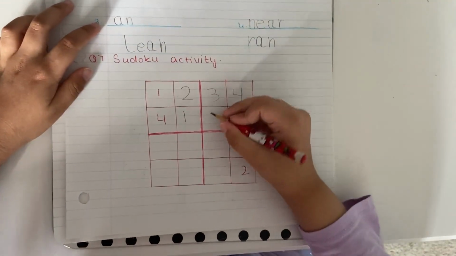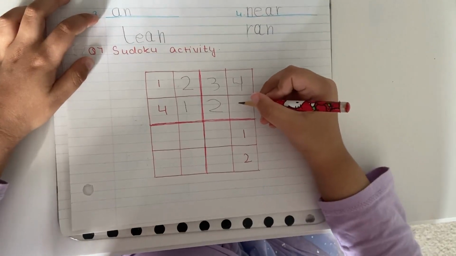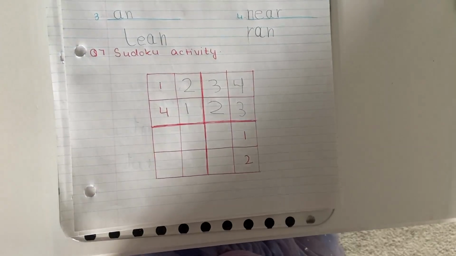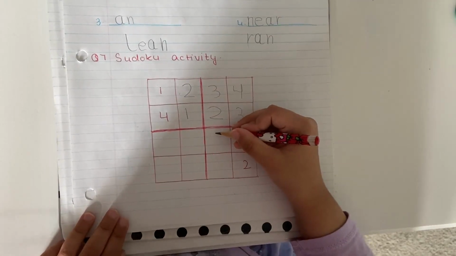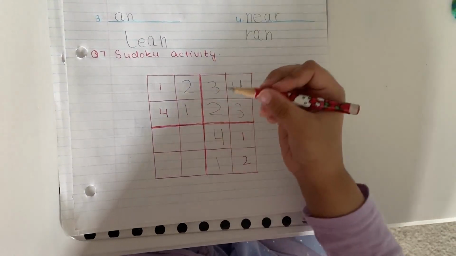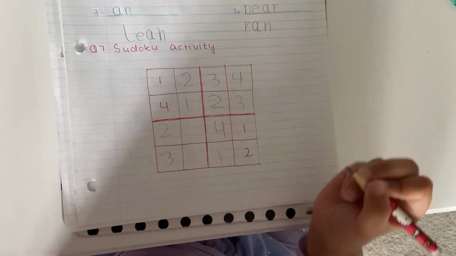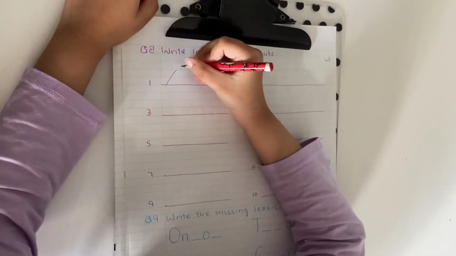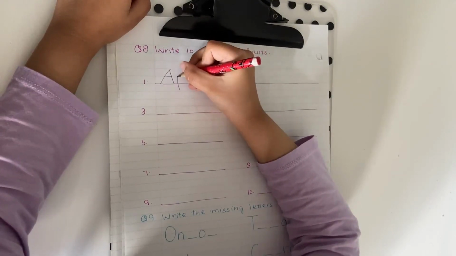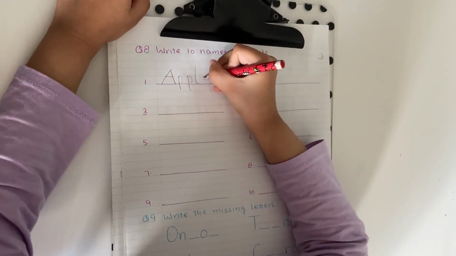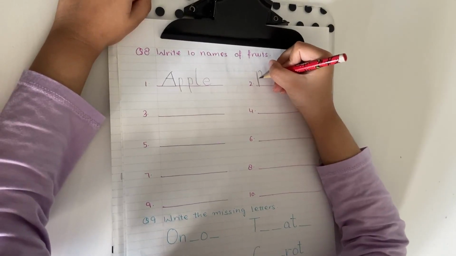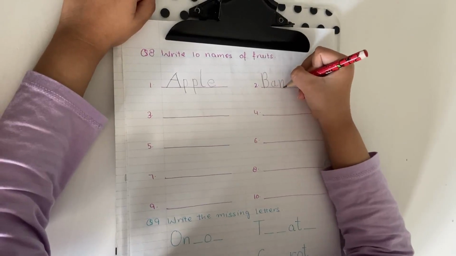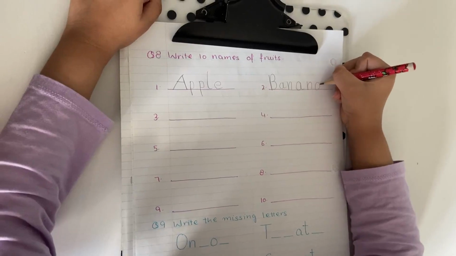One. Okay. Two. Okay, now here. Three, two. Now here I write 2, 3, then 4 here, then 3 here. Well done. That's cool. Good job. Very nice. Good job.